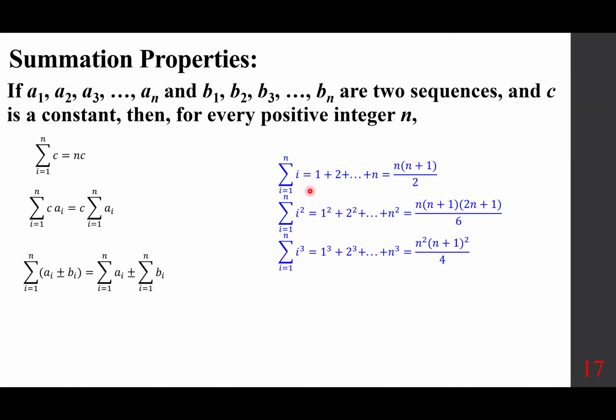Summation of i, as i goes from 1 to n, means 1 plus 2 all the way to n. It can be shown that this is n times n plus 1 divided by 2. A summation of i squared, which means 1 squared, 2 squared, all the way to n squared, is n times n plus 1 times 2n plus 1 quantity, over 6. And summation of i cubed, which means 1 cubed all the way to n cubed, is really this one to the second power: n squared, n plus 1 quantity squared over 4. We are going to use this for evaluations.